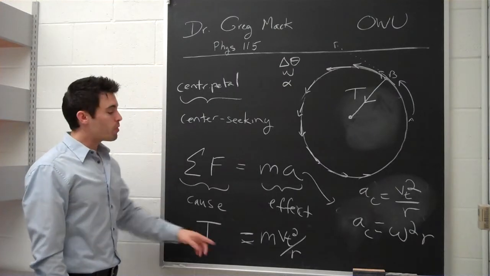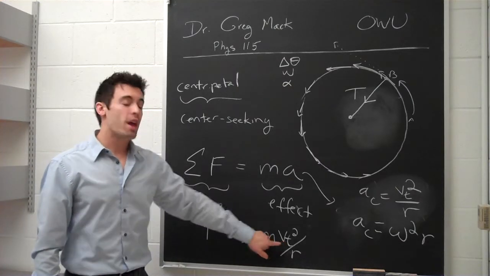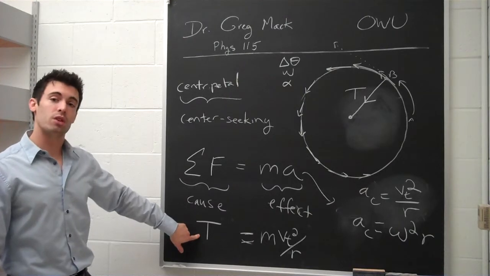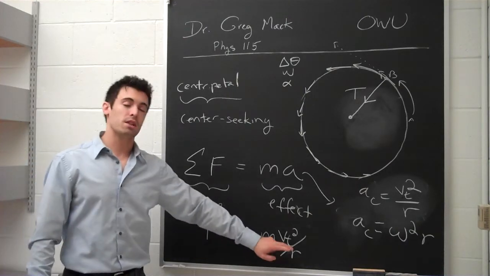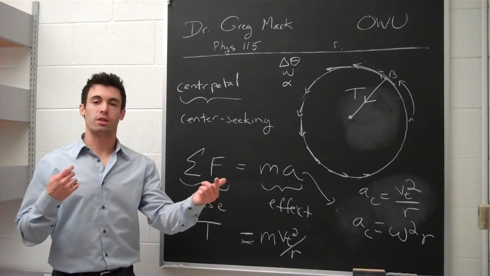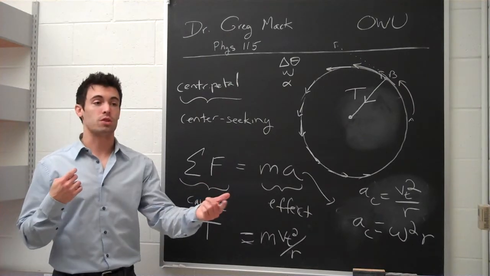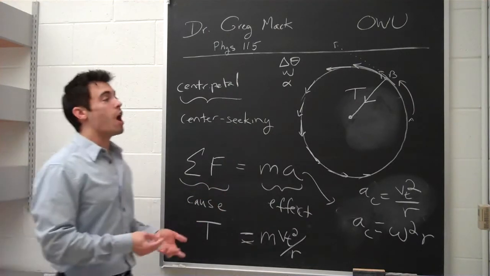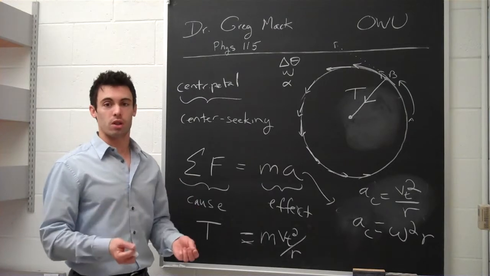Okay. So I would know how fast they're moving if I know what the tension in my string is, and if I know the mass of the keys and the radius of how long the actual string is, which is the radius of the circle, which will be constant if we're talking about a circular motion. Okay.